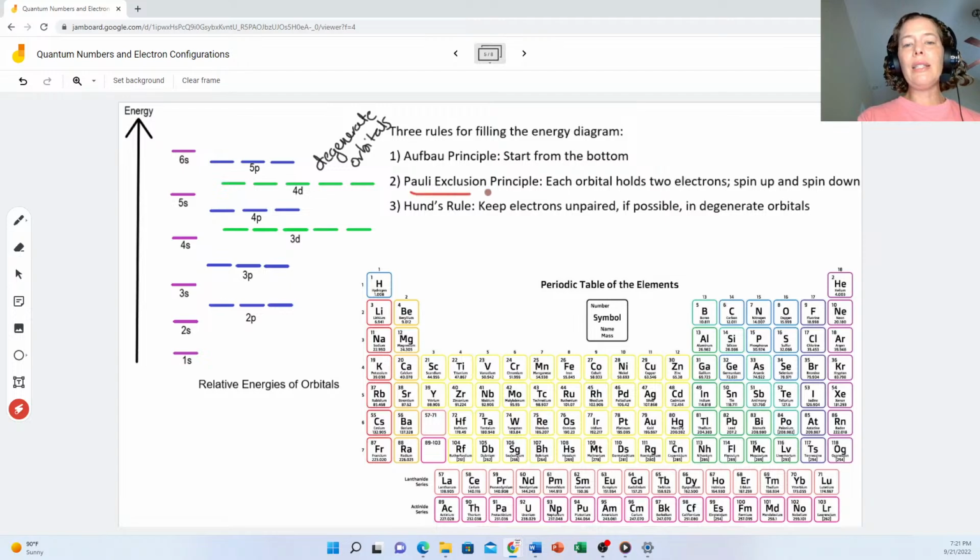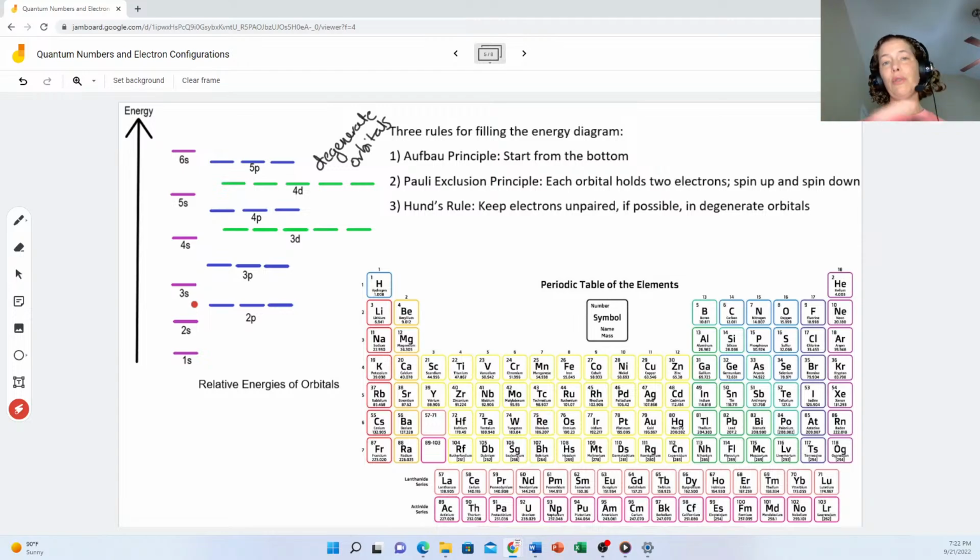Our second rule is the Pauli exclusion principle. So remember how I said each orbital can hold 2 electrons. This is your m sub s, but they have to be a spin up and a spin down state. So each orbital, each of my little slots here, can hold 2 electrons, but I have to specify that they're spin up and spin down because remember, they have a unique set of 4 quantum numbers.